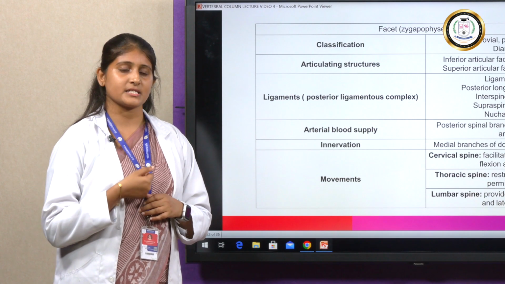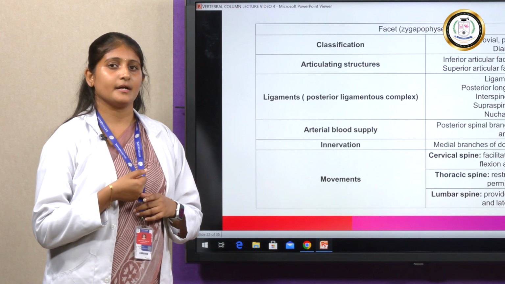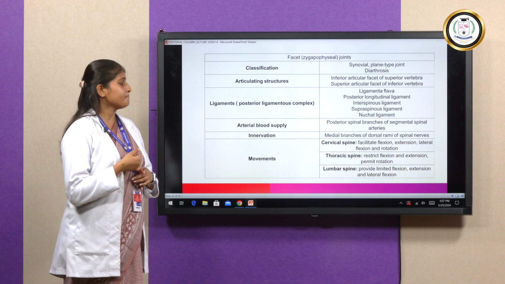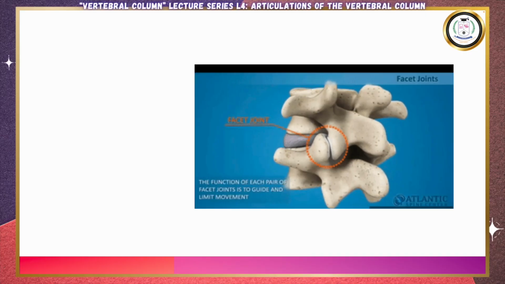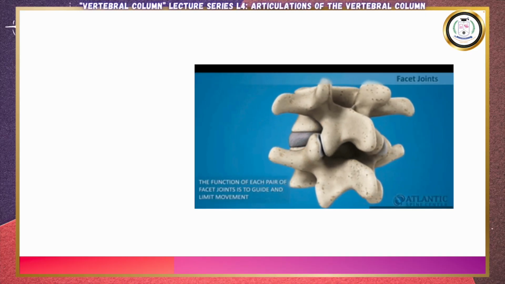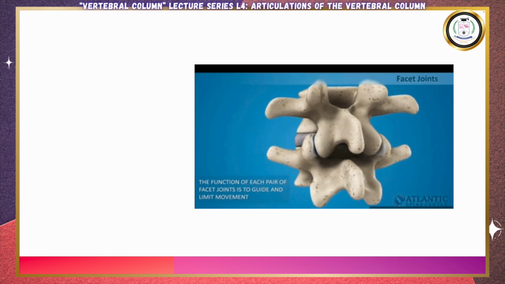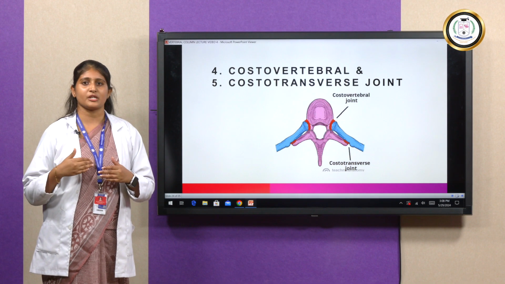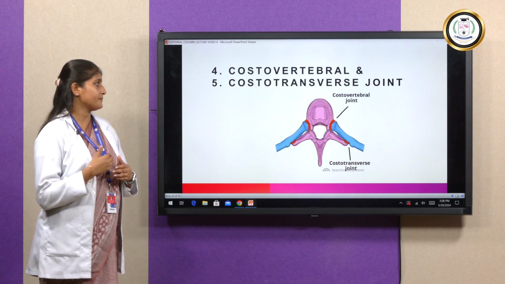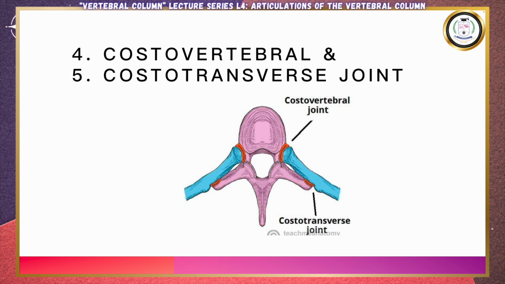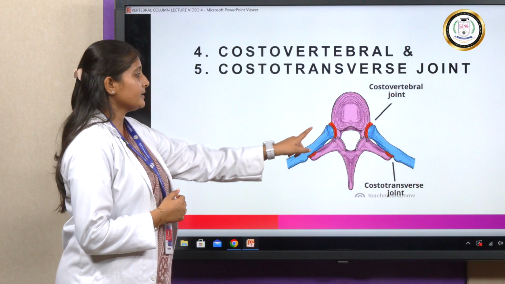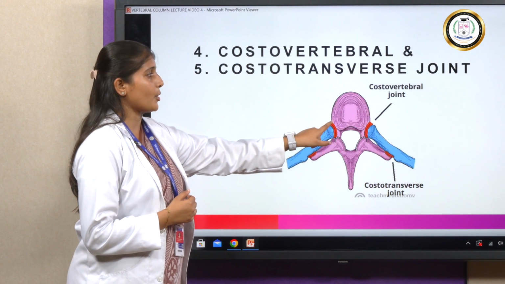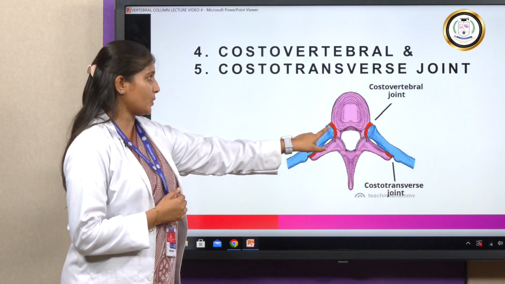These facet joints have very limited mobility and play a very important role in maintaining the movements. So this is how the facet joint moves. It has very minimal movement like gliding and sliding. Then we'll move on to the next types of joints, the costovertebral joint and costotransverse joint. These joints are especially present at the level of the thoracic segment. So first is the costovertebral joint. Costovertebral joints are where the head of the rib articulates with the body of the vertebra. So that is the costovertebral joint.